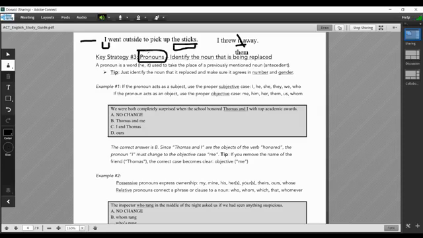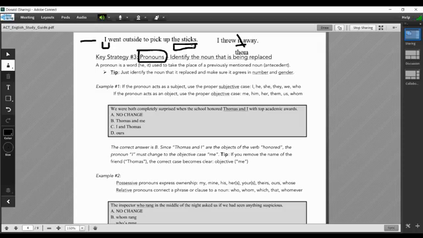Why is that? Well, I am doing an action. I went. The sticks aren't doing anything. They're being picked up, but the sticks aren't choosing to be picked up. I'm doing the picking up. Sticks don't have a choice, so therefore they are the object.